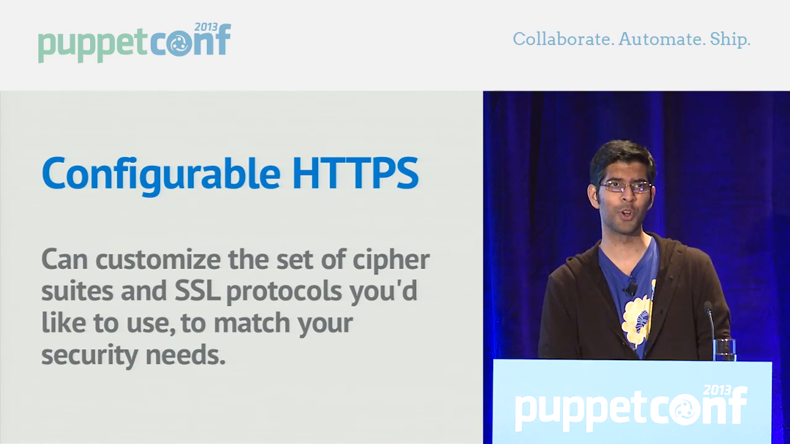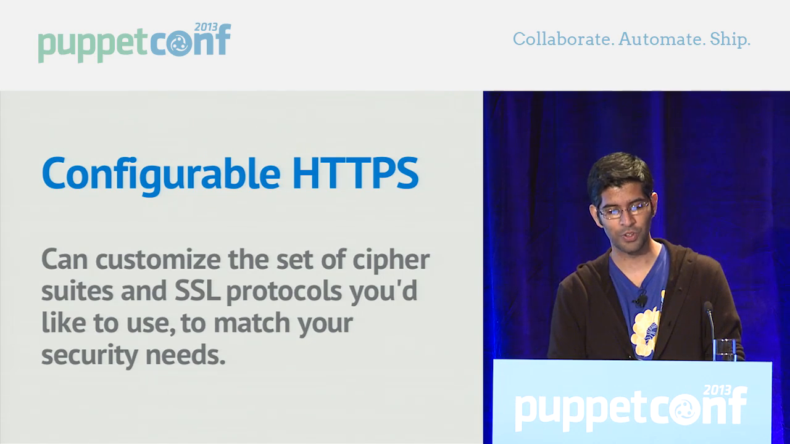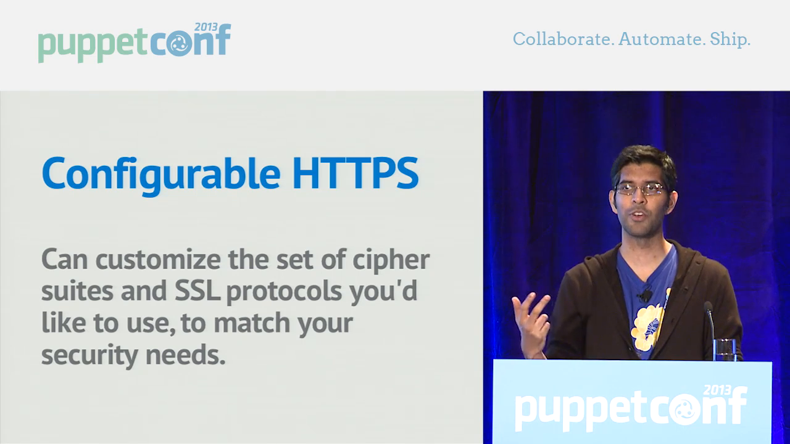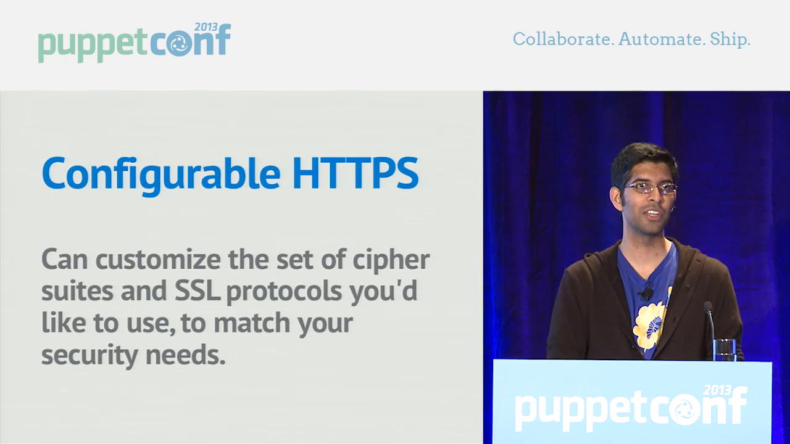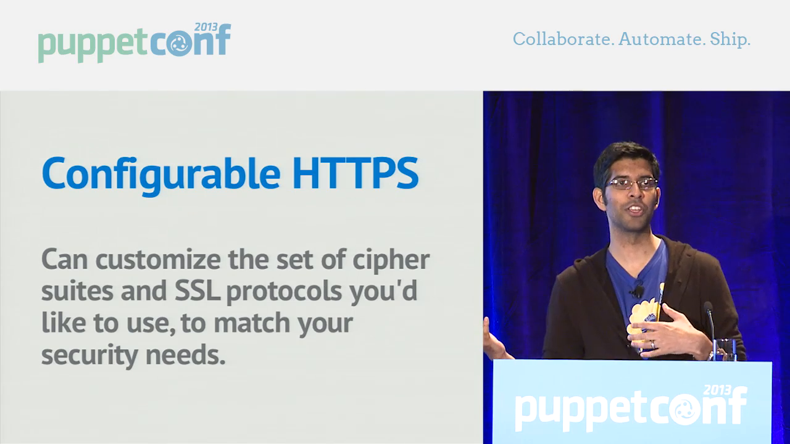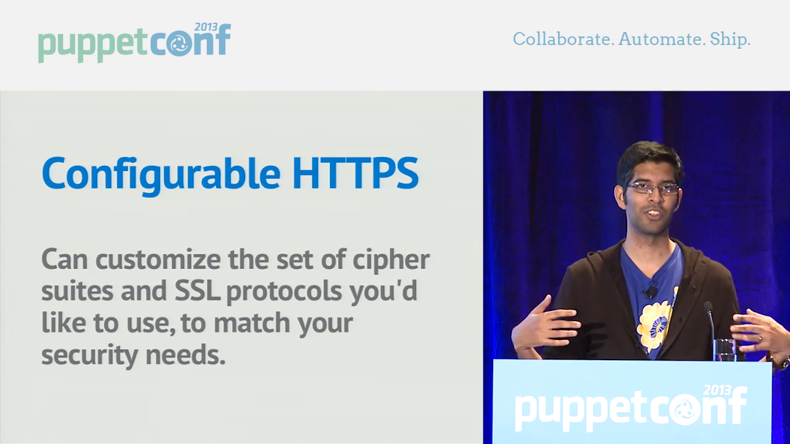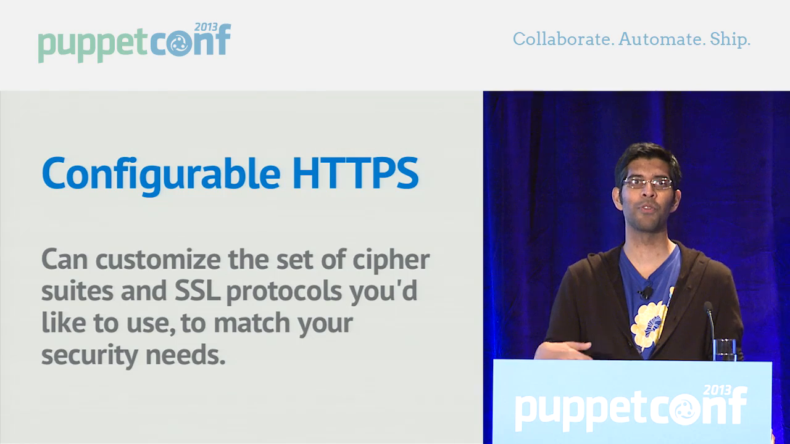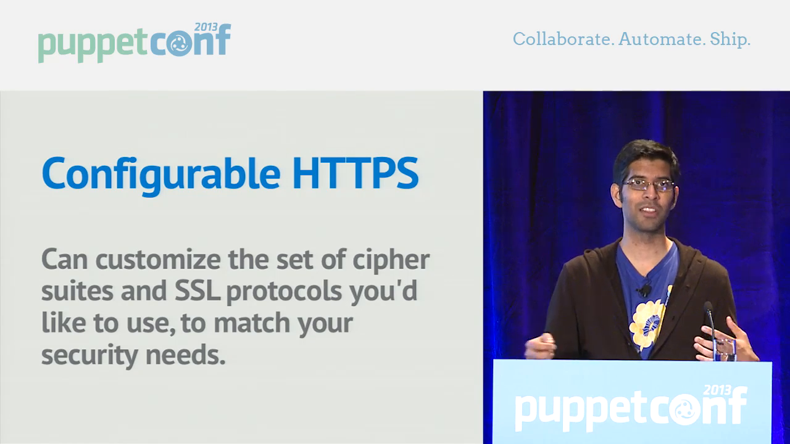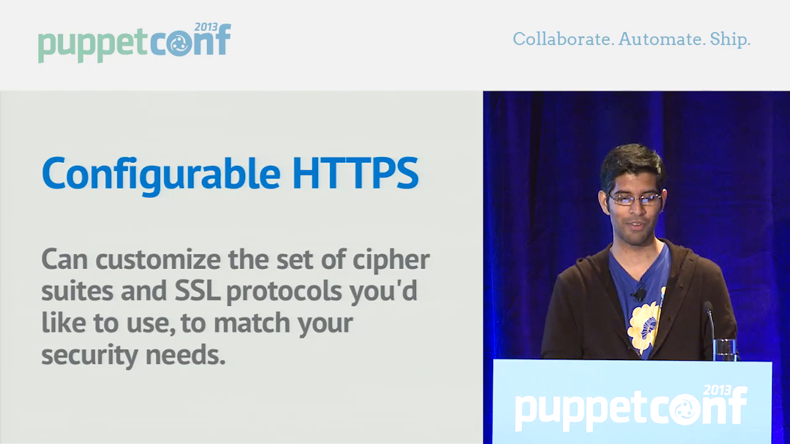HTTPS is now much more configurable. In particular, you can configure the set of cipher suites and SSL protocols that you actually care about, in order to match whatever your company's security policy needs are. Like if you only want a particular version of TLS, or you don't want to use a certain cipher, or you only want to use Diffie-Hellman encoding or something like that. This is important for installations that have security standards they need to meet, like government installations, military stuff, I think.